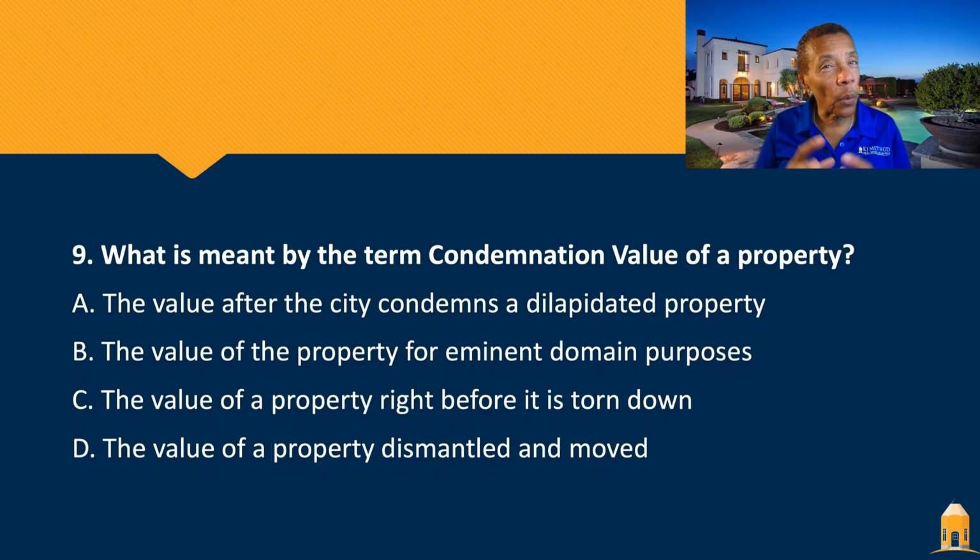Condemnation. This is where we are like, man, I don't know the answer, but I'm going to use my context clues. Which words go together? And that would be B, the value of the property for eminent domain. Don't forget, we talk about eminent domain and condemnation together all the time, because eminent domain is the right that the government has to take your property, and condemnation is the lawsuit that they bring. So context clues, you got to be able to put these words together.